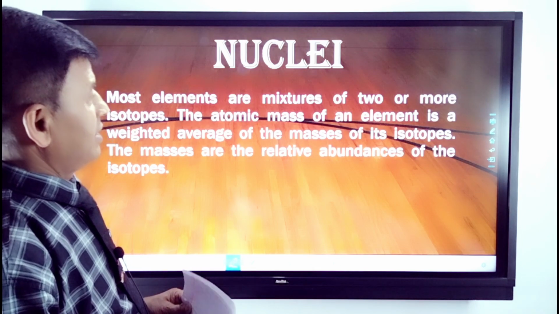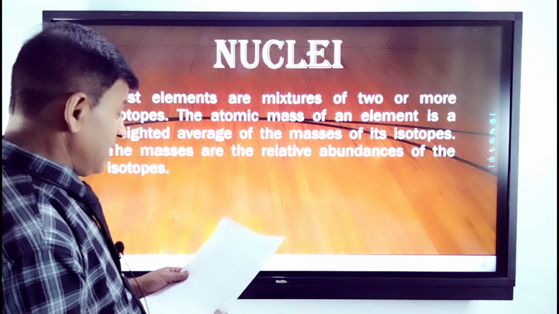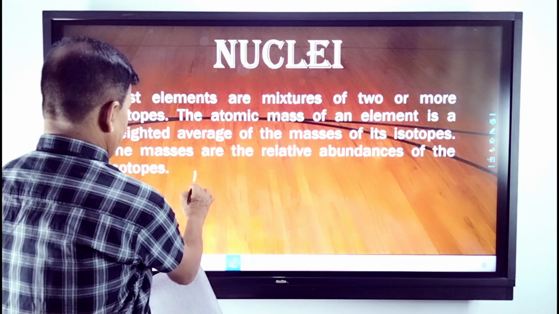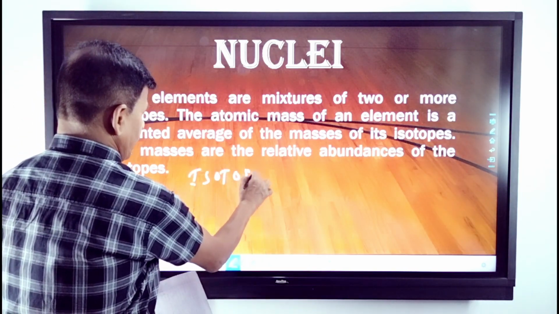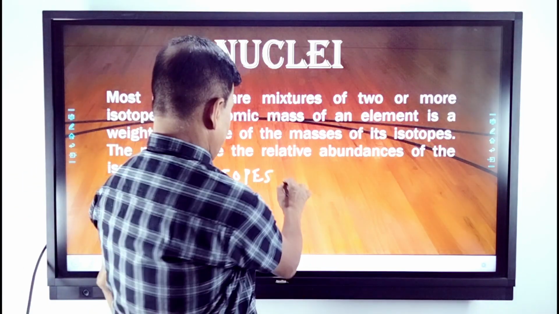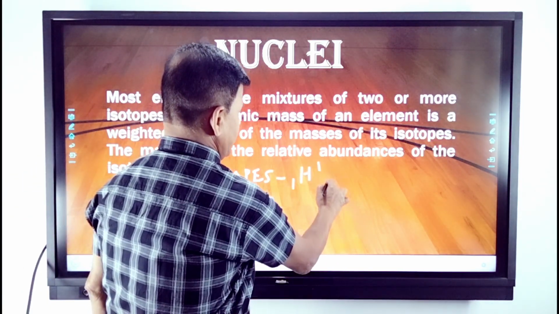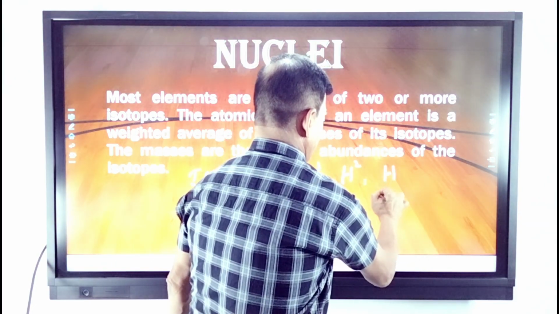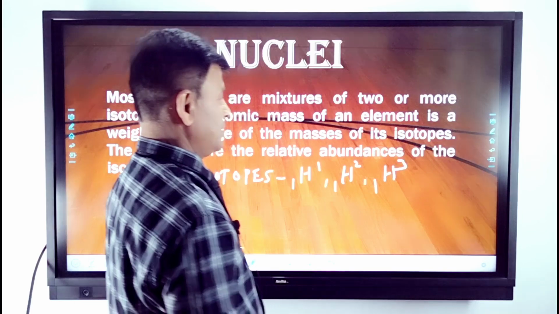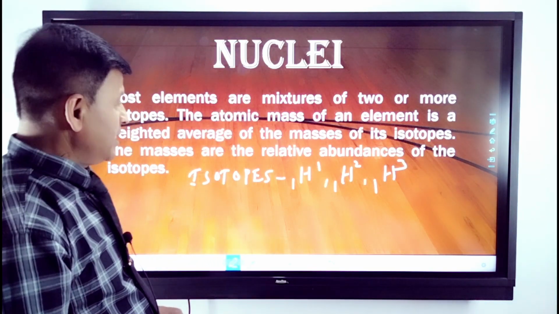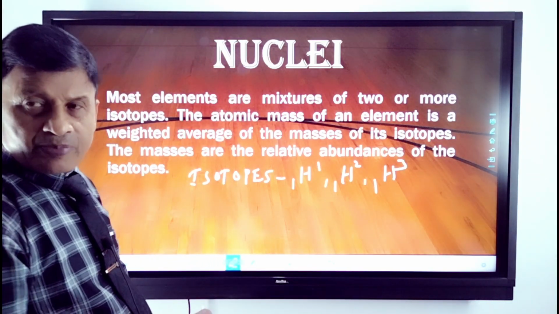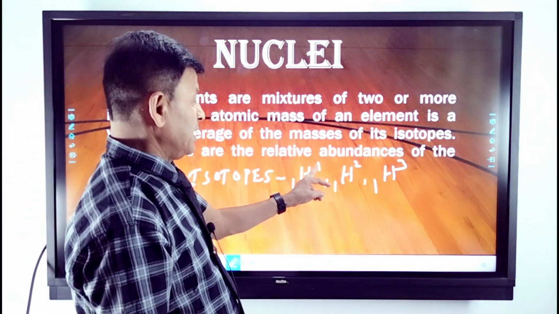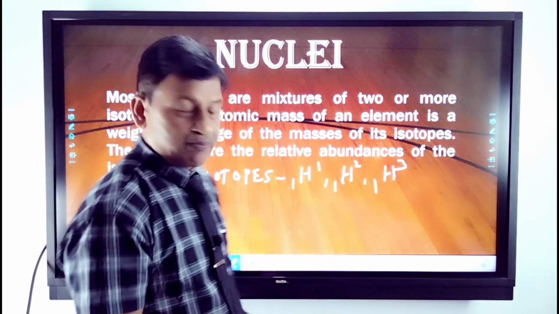Next, let's look at some examples. For example, isotopes of hydrogen: protium, deuterium, and this one is tritium. It's highly unstable. These are examples of isotopes. Here the Z number is the same, 1, 1, 1, while the mass numbers are different: 1, 2, and 3.